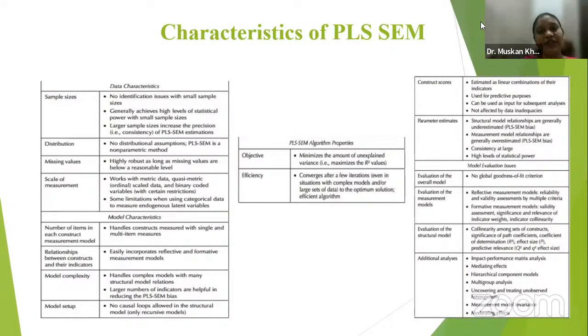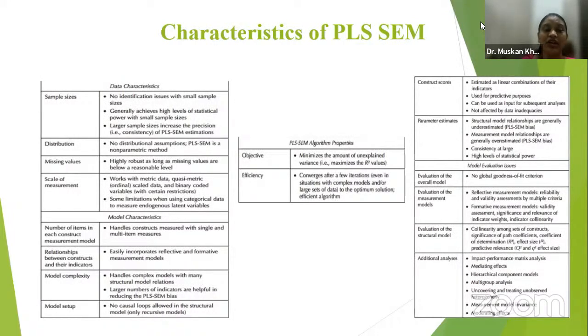PLS-SEM is non-parametric by default. Missing values: yes, of course, if your data set has some missing values, it is highly robust as long as your missing values are below a reasonable level. If the missing values are below the accepted threshold value, then PLS-SEM could be done.